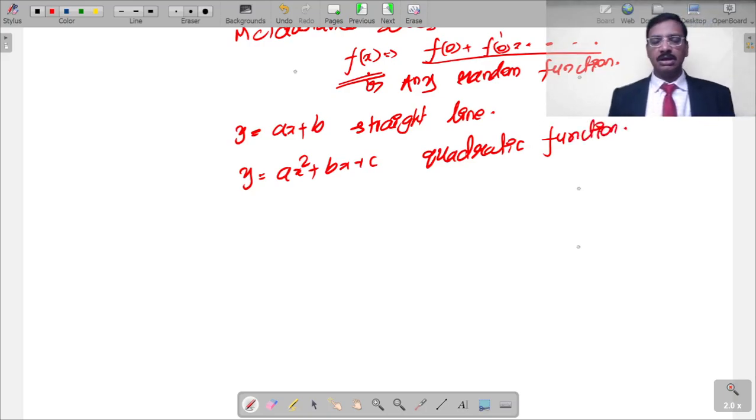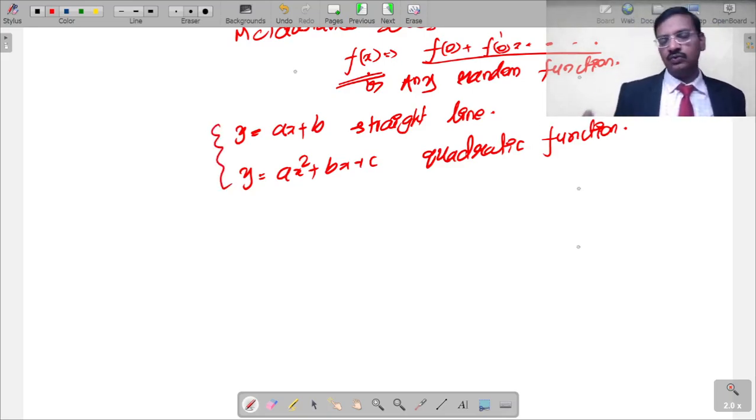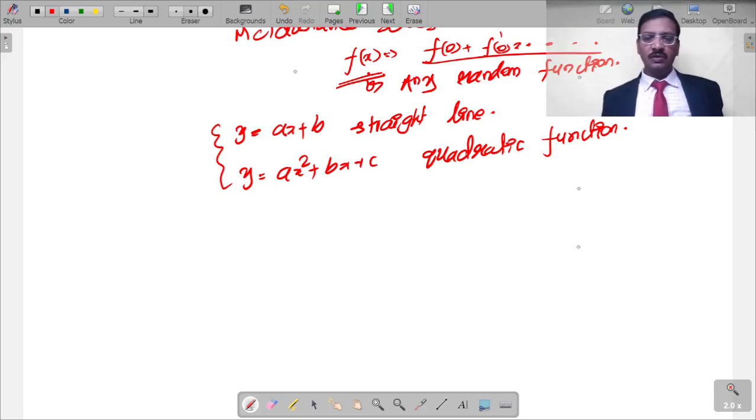Now at least until secondary 4, you will be learning only these two functions. And these are good enough. Most of the times with this we will be able to solve all kinds of problems. That is the reason at secondary 3 and secondary 4 level, you will be focusing only on the straight line and the quadratic functions, right? So now we will be dealing with the quadratic functions.